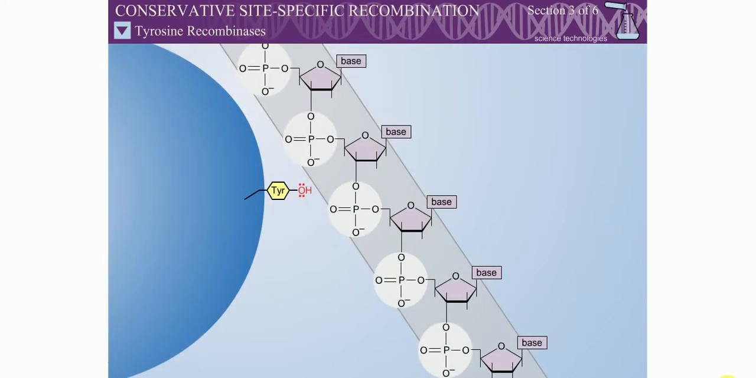The mechanism of action of the tyrosine recombinases is very similar to that of the serine recombinases, except a tyrosine side chain is involved in the cleavage reaction, rather than a serine side chain.